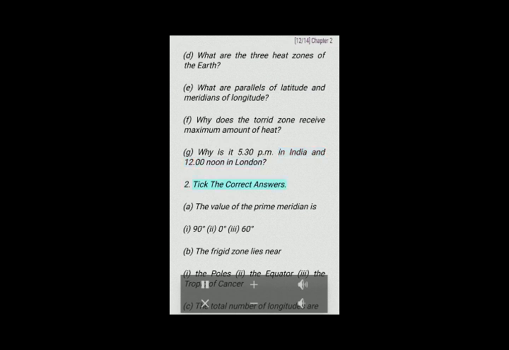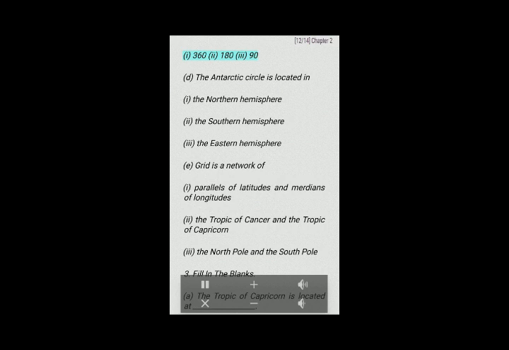2. Tick the correct answers. A. The value of the prime meridian is: 90 degrees E, 0 degrees, 60 degrees. B. The frigid zone lies near: the poles, the equator, the Tropic of Cancer. C. The total number of longitudes are: 360, 180, 90. D. The Antarctic Circle is located in: the Northern Hemisphere, the Southern Hemisphere, the Eastern Hemisphere.